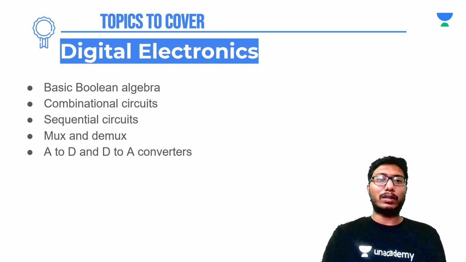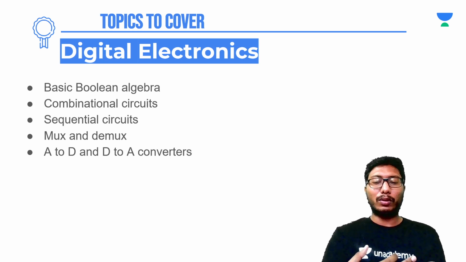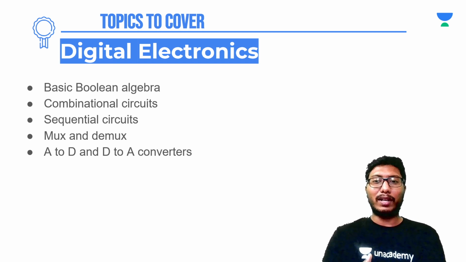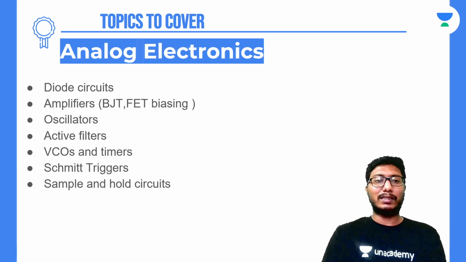So we have discussed basic Boolean algebra, combinational and sequential circuits, and mux and demux. And in the next lecture we will discuss A to D and D to A converters, and also different types of registers in digital electronics. And also coming to analog electronics, we will discuss different timers, and whatever topics we have left in analog electronics, that is VCOs and timers, sample and hold circuits and Schmitt triggers, we will look at in the next lecture. Thank you.